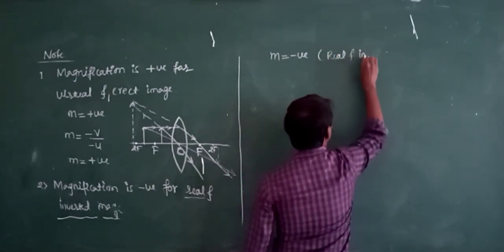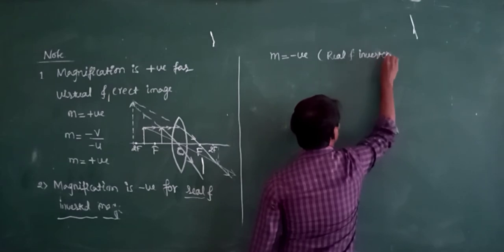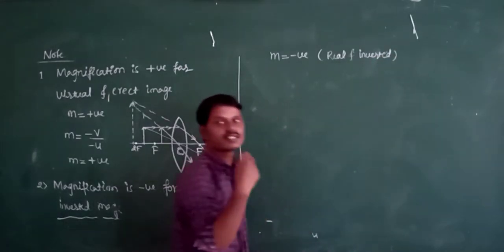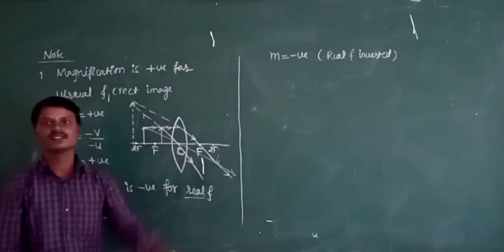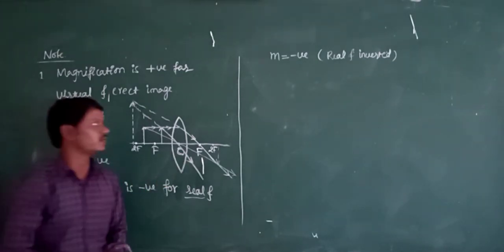What do you mean by real? A real image is nothing but the image which can be obtained on the screen. Then what is a virtual image? This is the image which cannot be obtained on the screen, that is called a virtual image.